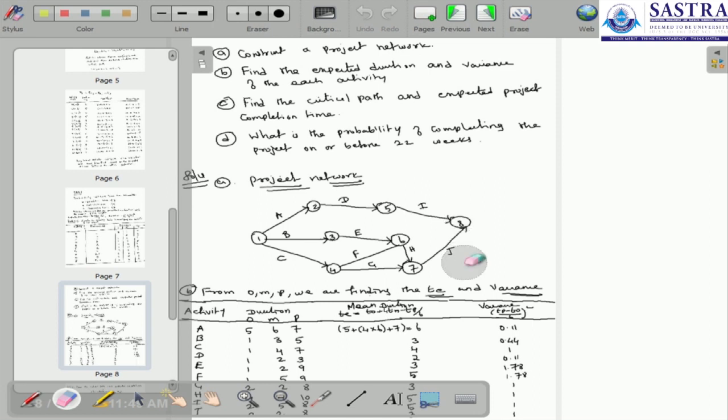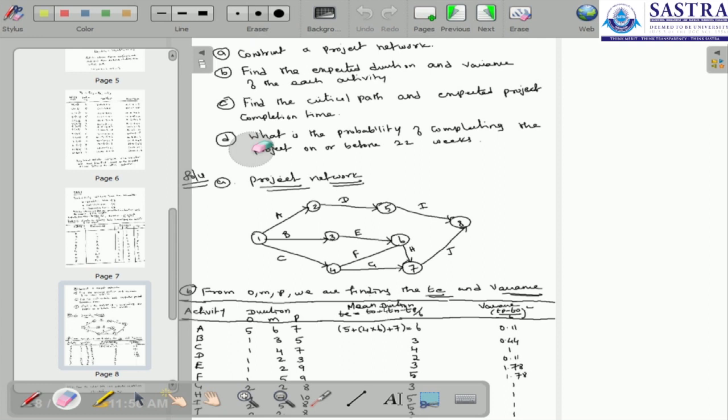So this is the question. First, construct a project network. Second, find the expected duration and variance of each activity. Third, find the critical path and expected project completion time. And the fourth question is, what is the probability of completing the project on or before 22 weeks. So they have mentioned some weeks, and through the fourth question we find the probability.